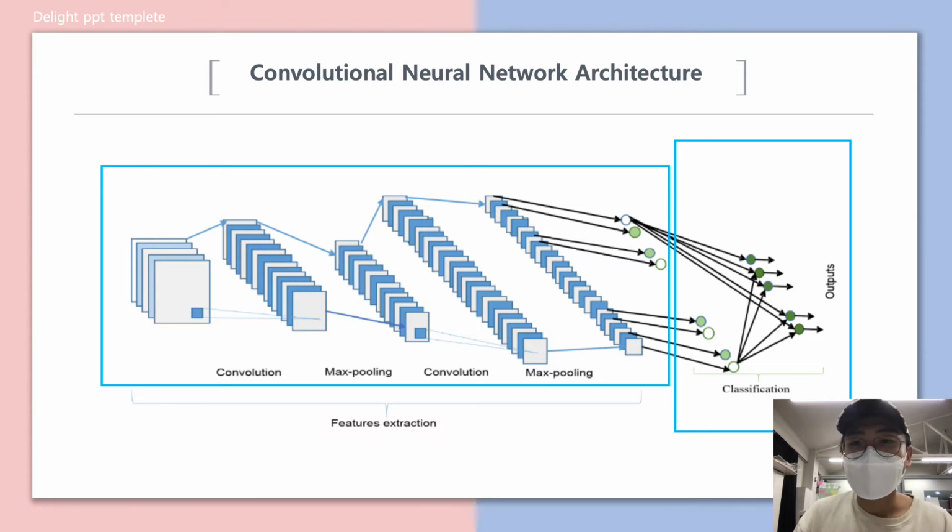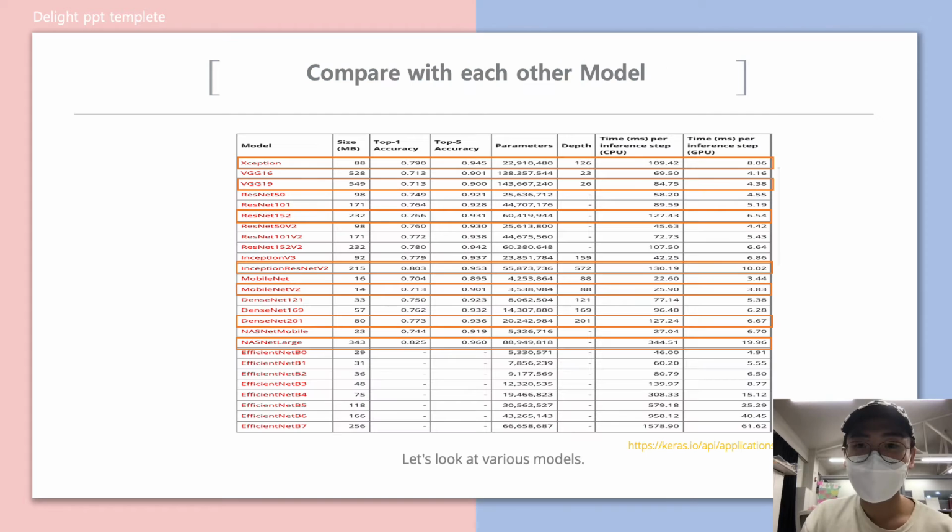Next, I will explain how the CNN we will be using is basically configured. CNN mainly consists of feature extraction and classification processes, and feature extraction consists of convolution and max pooling processes. The models we are going to look at are as you can see. And I pass the presentation to the next presenter, Seokwan.